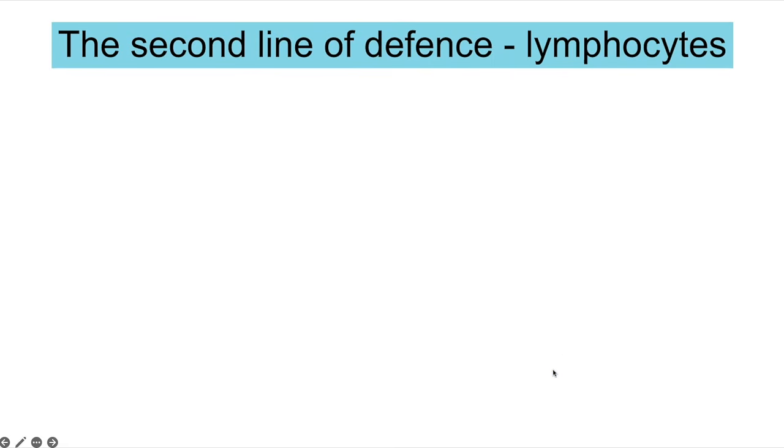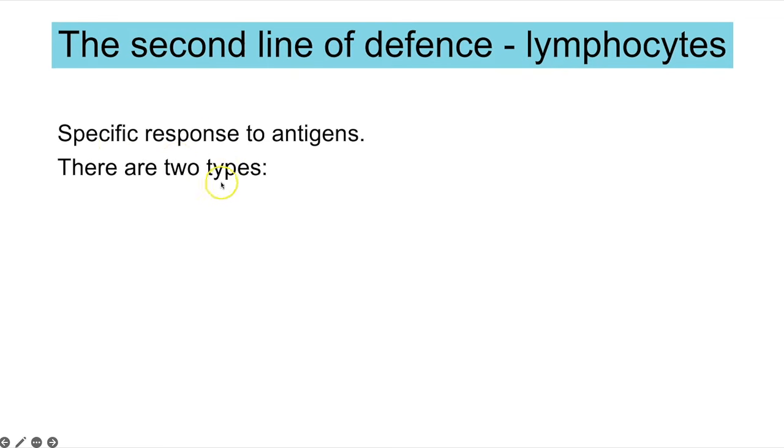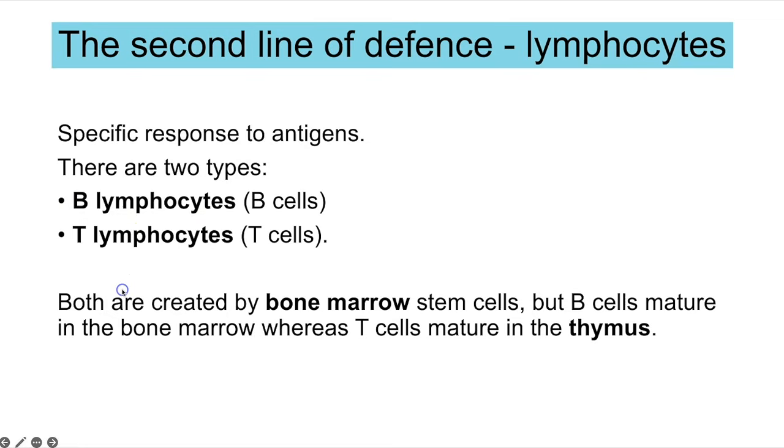The second line of defence involves lymphocytes, and this time it is specific, and the lymphocytes respond specifically to particular shaped antigens. There are two types of lymphocytes, the B and the T lymphocytes. Both are created in the bone marrow, but the B cells mature in the bone marrow, which is why they're called B lymphocytes, whereas the T cells mature in the thymus, which is why they're called T lymphocytes.